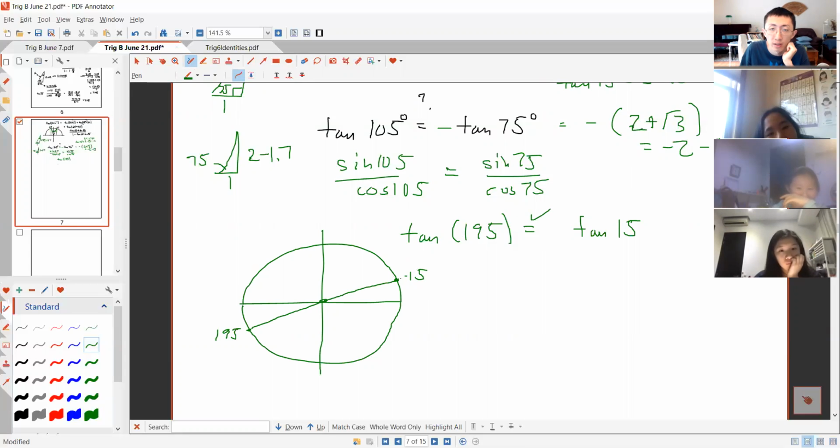So let's see. The sine of 195 will be negative sine of 15. So basically, this has negative sine and negative cosine. This has positive sine and positive cosine for that angle. So when you divide them out, the negatives will cancel, so this equals this. And cosine 15 equals negative cosine 195. So yeah, these two are equal.